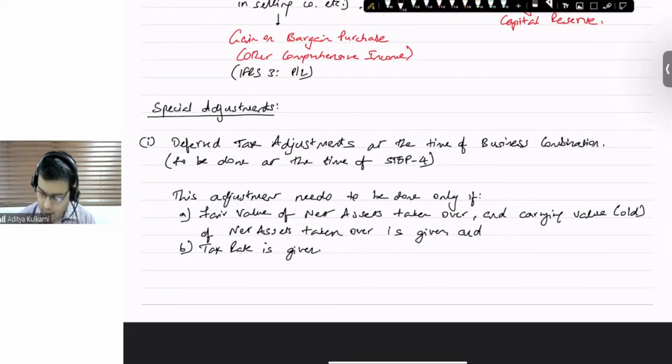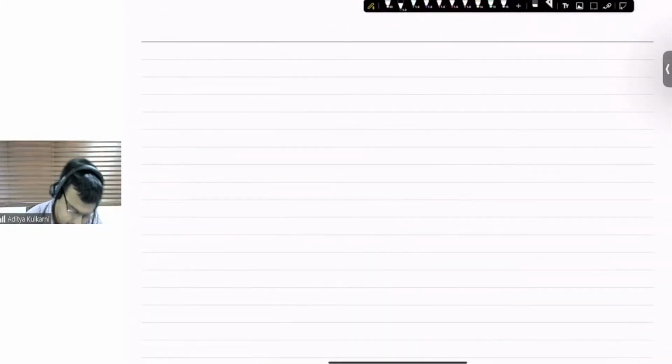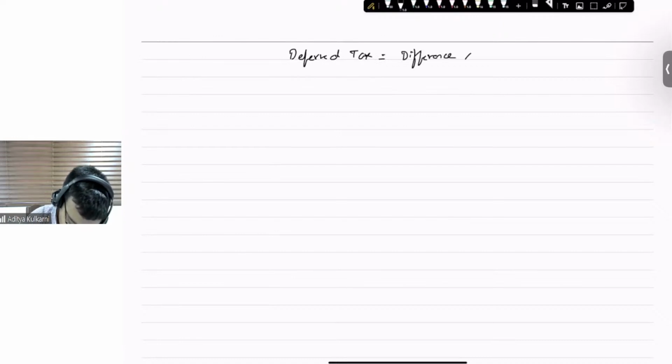Okay, so now coming back to the adjustment. What is the adjustment? You can write down: deferred tax is equal to difference multiplied by tax rate. What is the difference? We will explain that. That is nothing but the difference between the fair value and the carrying amount. The gap between the two, we call that difference.